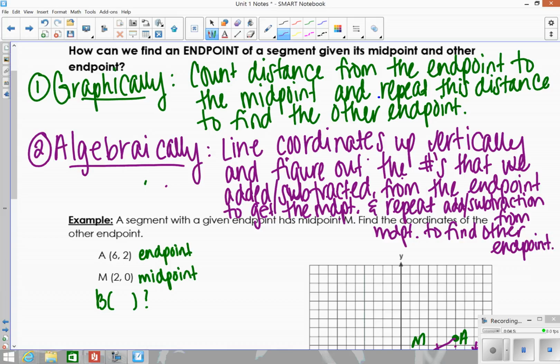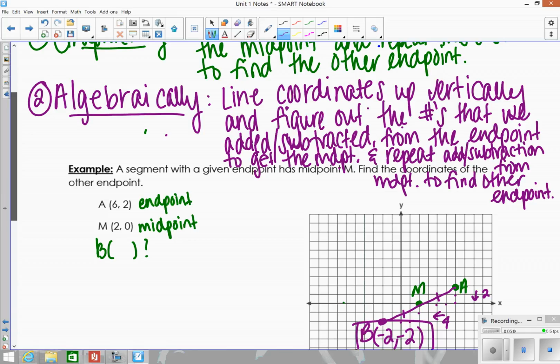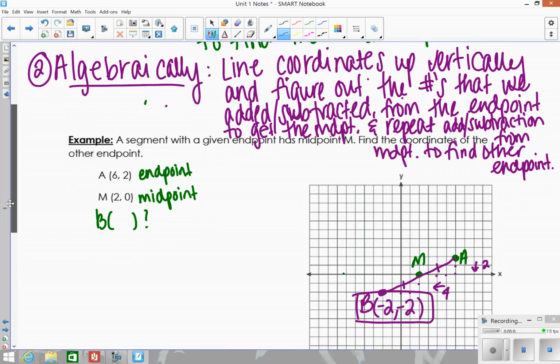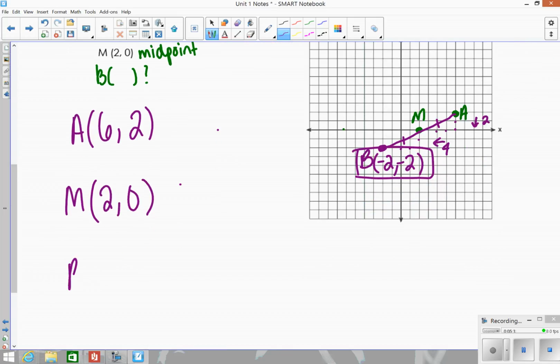So if we actually go through and do this algebraically, the first step says line coordinates up vertically. What that means, kind of like what I have set up here, but I'm just going to write it a little bit bigger. I'm going to rewrite my coordinates vertically. So M is the midpoint, and B is what I'm trying to find. I'm going to leave that one empty, and I'm leaving space between them. Then the next thing is we want to find what numbers we added or subtracted to go from A to M. Essentially, instead of counting the distance on a graph, you're just looking at the addition or subtraction.